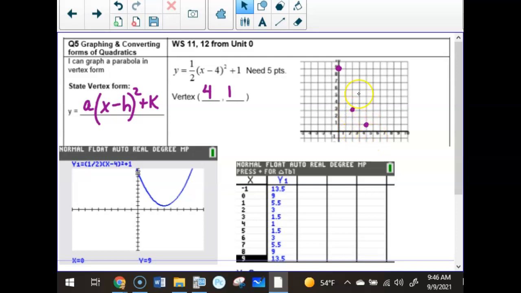Now what else should I know then if I know those 3 points? There should be some symmetry to this, yes? And it should be rounded at the bottom, not a V. Other than that, I'm not very picky. Well, I barely hit the dots, but. Any questions? You all know how to type that in? You know how to look at the table to find some ordered pairs?